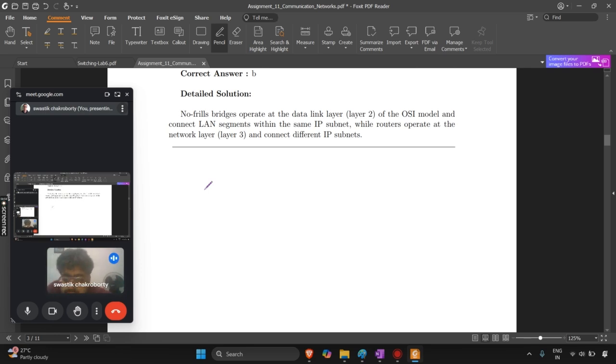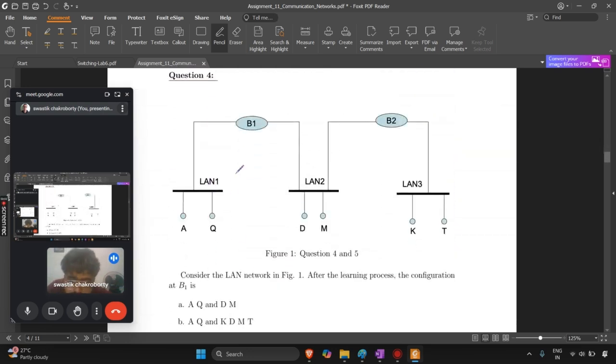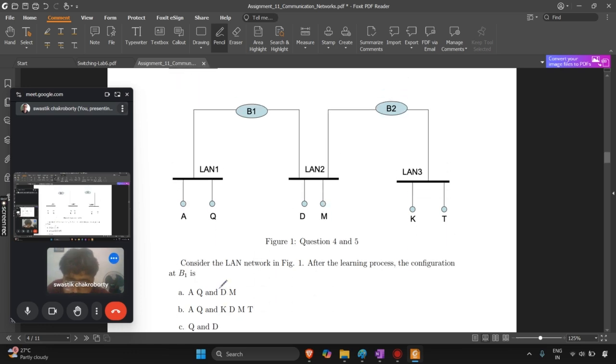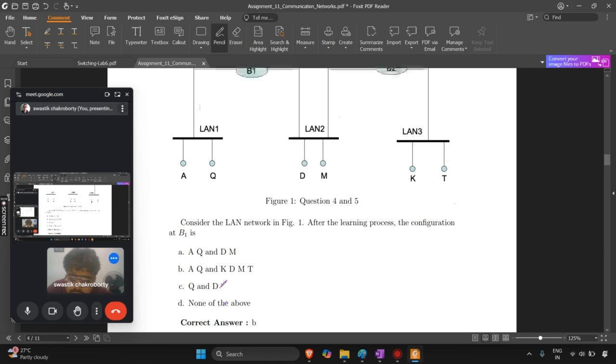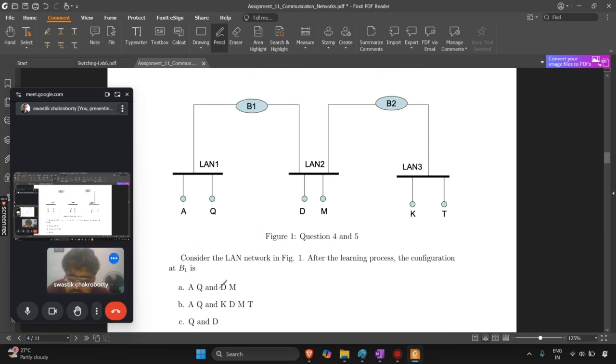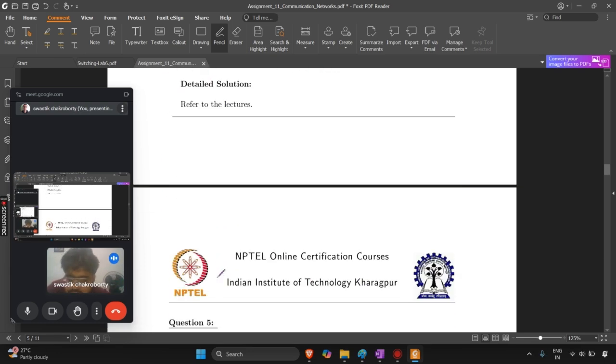Now, the next question is, consider the LAN network in figure 1. After the learning process, the configuration at B1 is: one port has A and Q, and another port has D, M, K, T. Using the left port of B1, you can connect to A and Q, whereas using the right port, you can connect to D, M, K, and T. So on one side it's AQ and on the other side it's KDMT.